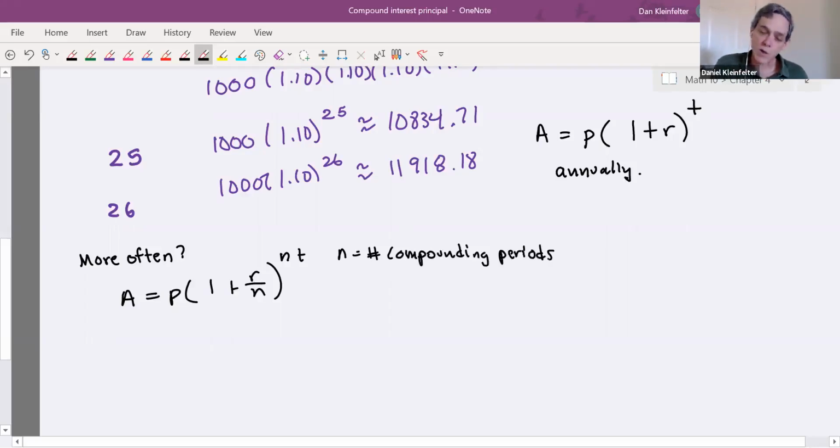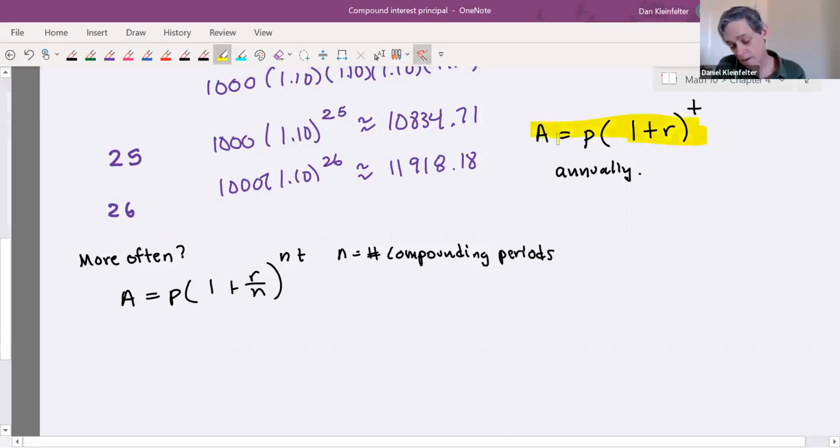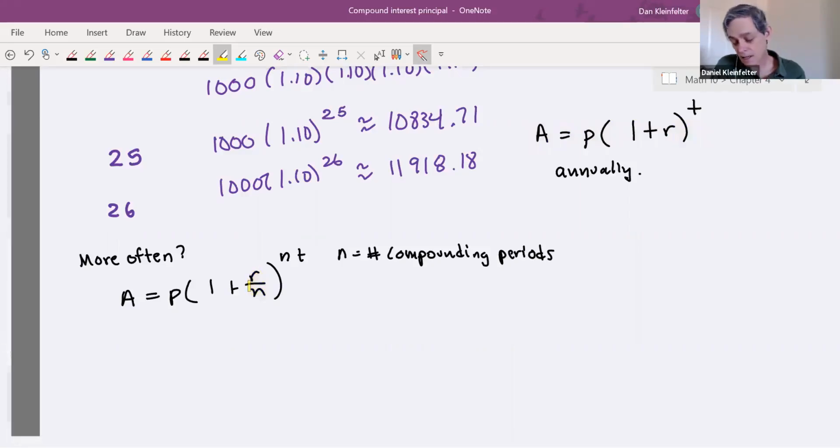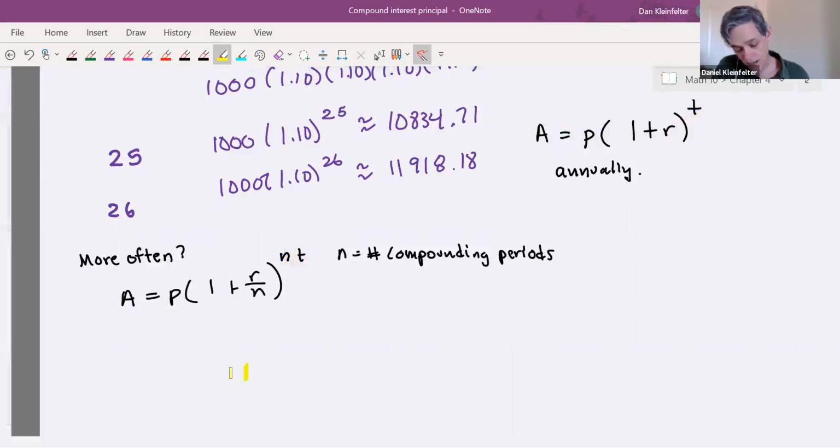So 12 for monthly, 4 for quarterly, 52 for weekly. How often are you figuring out the interest? That's the number of compounding periods. So basically, if you compare this to the previous formula that we had, we're taking R and replacing it by R over N. So we're turning that into what's called a periodic rate. And instead of T, total years, we're having N times T, which is our number of compounding periods. So let's see an actual live example of that.